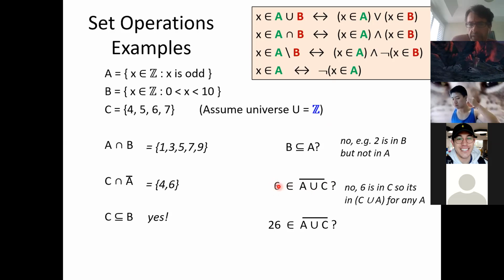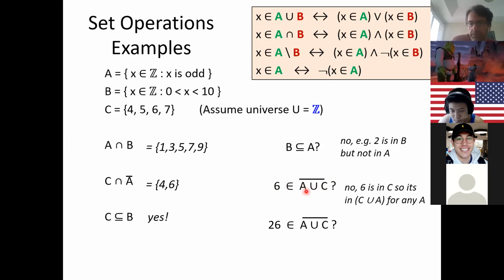You can also do it quick, because in fact you don't really care what, say, A is, right? You know that 6 is in C, and you also know that whoever was in C is also a member of this union. It does not matter what A is, so therefore it cannot be in the complement, right? All right, what about 26?